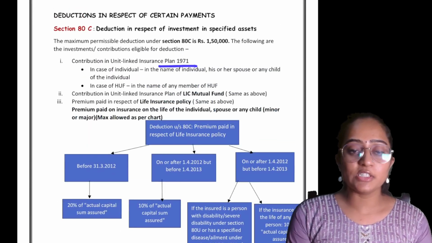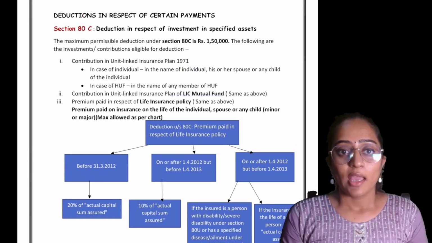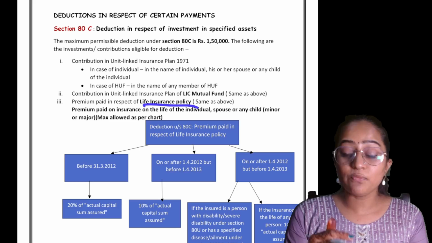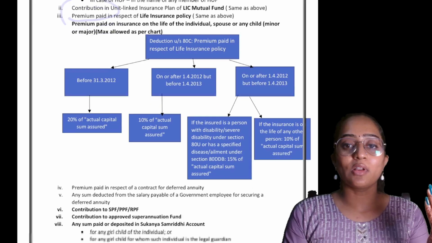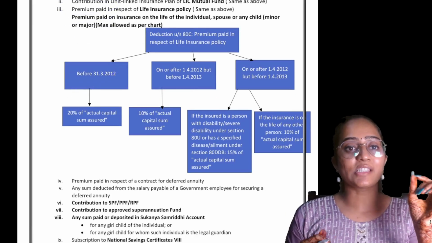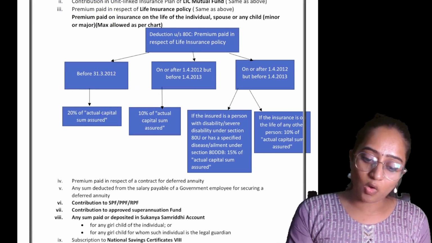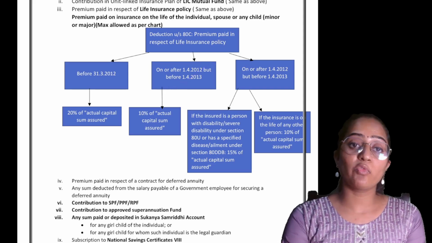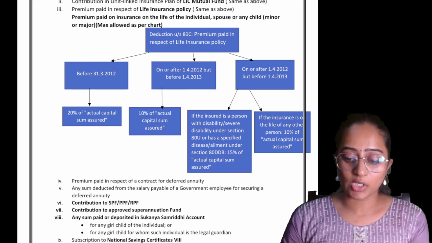See, all these points: insurance plan, you have invested any money in LIC, mutual fund, or you invested any money in a life insurance policy, that is, you are paying the premium. Remember, if the policies are issued before 31st March 2012, 20% of such sum assured only is allowed as your deduction. If it is on or after 1/4/2012 but before 1/4/2013, 10% of the actual capital sum assured.